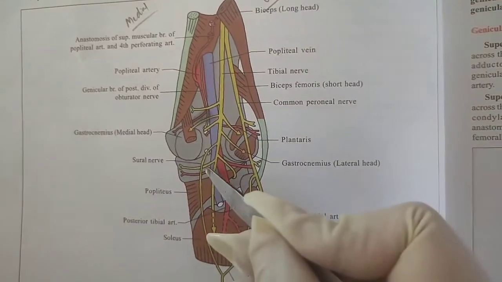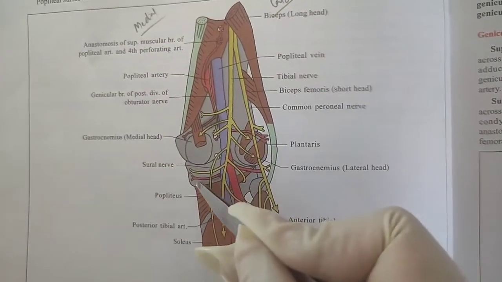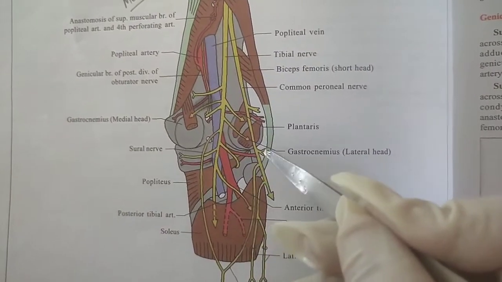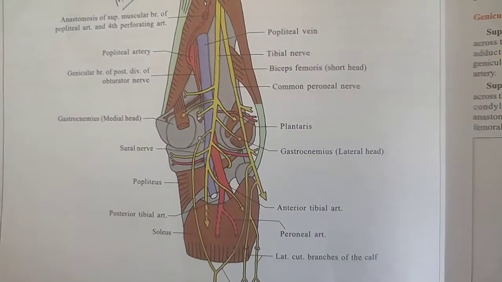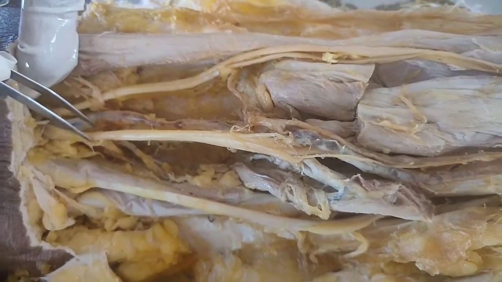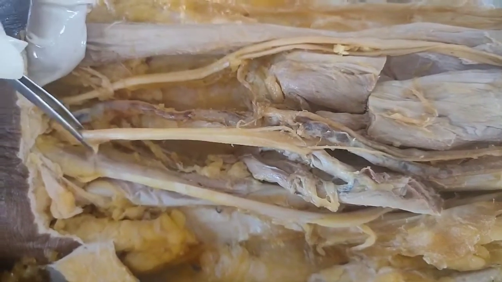Here we can see this is the inferomedial genicular artery and this is the inferolateral genicular artery. Another content of the popliteal fossa is the tibial nerve.